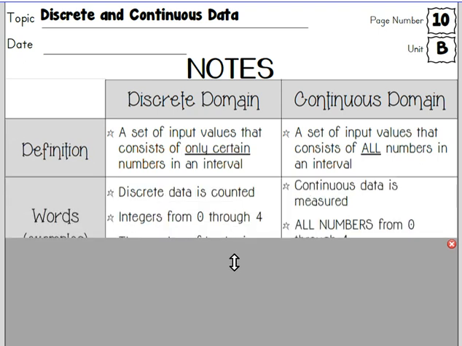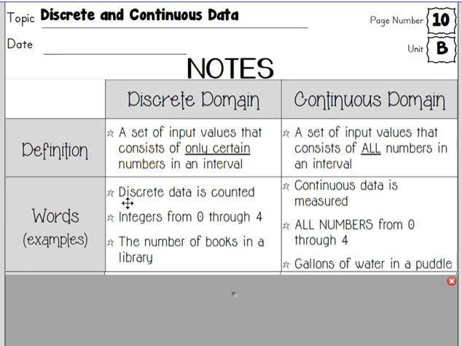So when we look at this in some word type of examples, a lot of times you can think of discrete data as being something that you can count, whereas continuous data is often measured. So you can have parts of something, whereas discrete data are usually your whole numbers and things that you can physically count. So it can include integers from 0 through 4, and these are just examples, so it doesn't always include integers from 0 through 4, but just an example of that. And so on the counter aspect with a continuous domain, that would be all numbers from 0 through 4, so including fractions, decimals, everything is included.